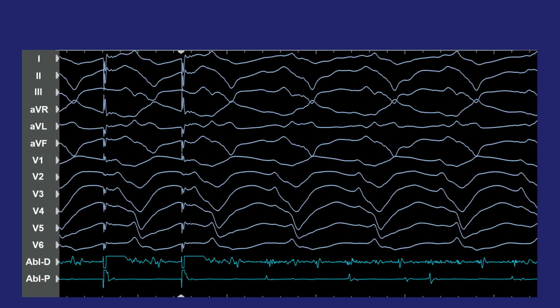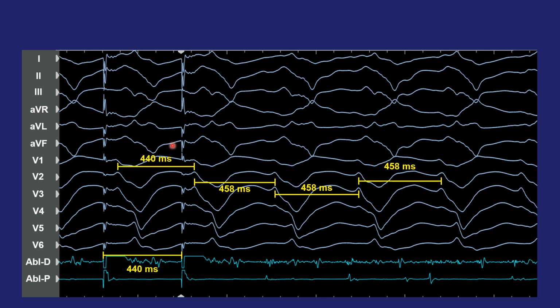Here's the next example. VT cycle length is 458. We're going to go through exactly the same steps, every single example. This looks complicated, but when you break it down, it's simple. Here's the VT cycle length. We're pacing here at 440 milliseconds, a little faster than the VT. And we're going to measure out and figure out, did we advance the QRSs? And if so, which is the last advanced QRS? So yes, we advanced the QRSs to the pacing cycle length, the entrainment cycle length.